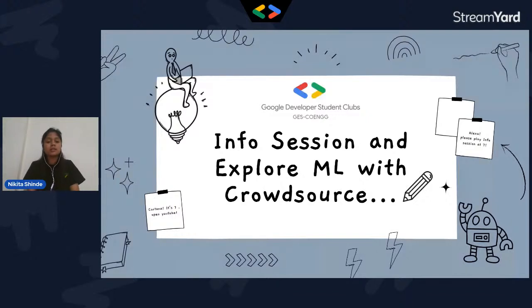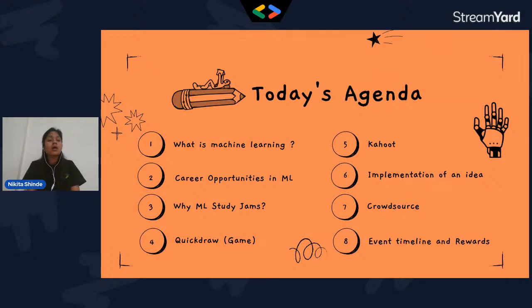The agenda for today's event is: what is machine learning? Then, career opportunities in machine learning. Why machine learning study jams are important for you. Then, a funny tricky game, which is Quick Draw. Then, the all-time favorite Kahoot quiz for you. And then, we will be explaining the implementation of an idea. Then we will give some information about Crowdsource. And at last, we will be explaining the event timeline and rewards for you.